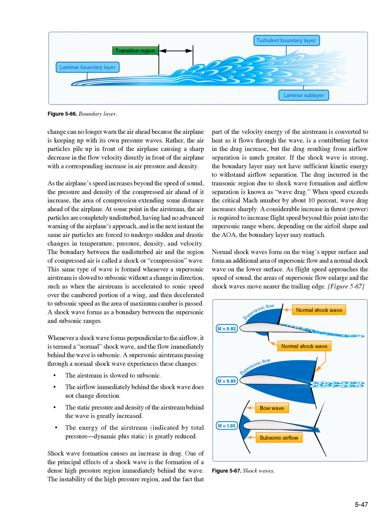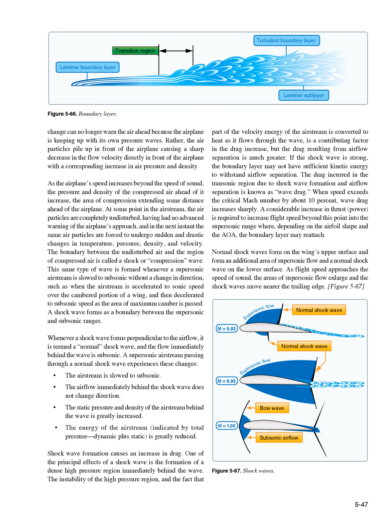As the airplane's speed increases beyond the speed of sound, the pressure and density of the compressed air ahead of it increase, the area of compression extending some distance ahead of the airplane. At some point in the airstream, the air particles are completely undisturbed, having had no advanced warning of the airplane's approach, and in the next instant the same air particles are forced to undergo sudden and drastic changes in temperature, pressure, density, and velocity.